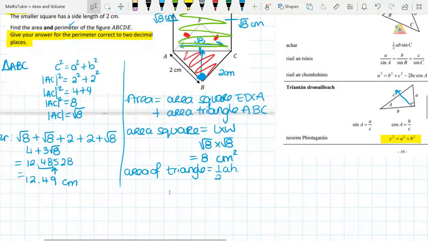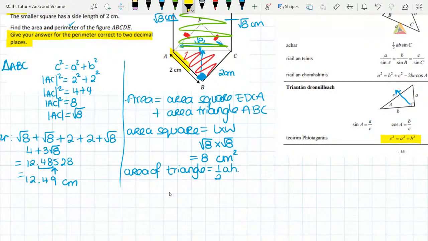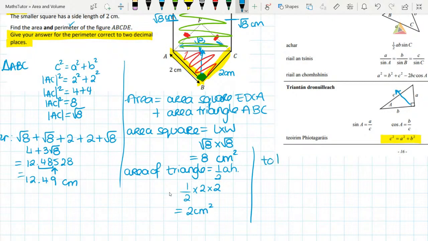So the area of the triangle is a half the base by the perpendicular height. The base and the perpendicular height have to meet at a right angle. So we have a base and a perpendicular height meeting here in that triangle at the point B. And it doesn't matter which one that we count as the base and which one we count as the perpendicular height. So we're going to say a half multiplied by 2 multiplied by 2, and that's going to give me 2 centimeters squared. So my total area of this shape is adding those together.